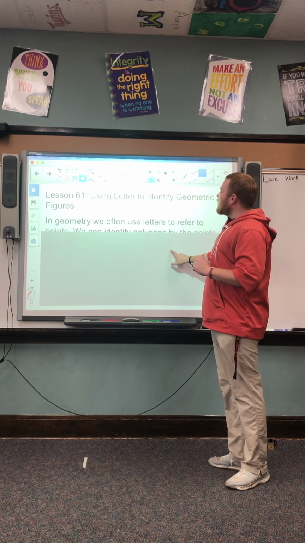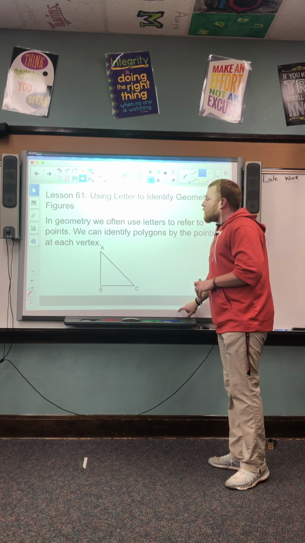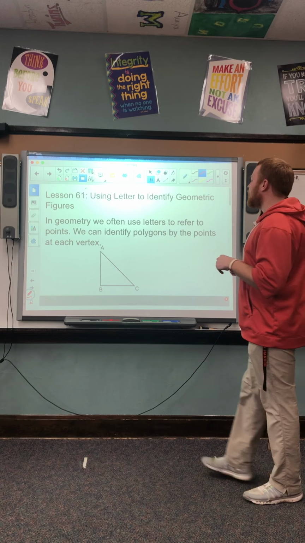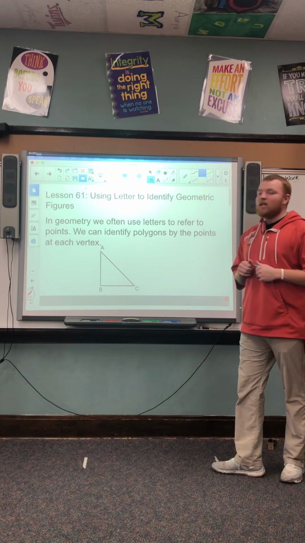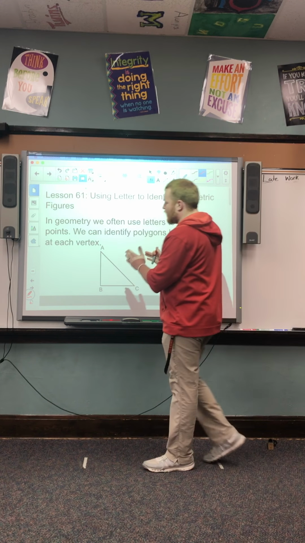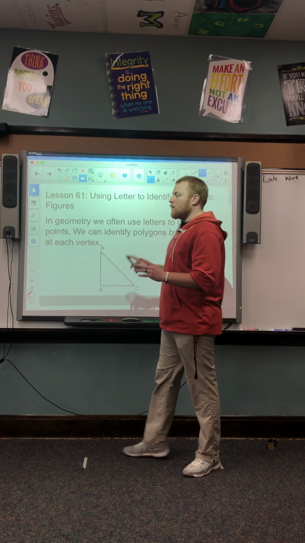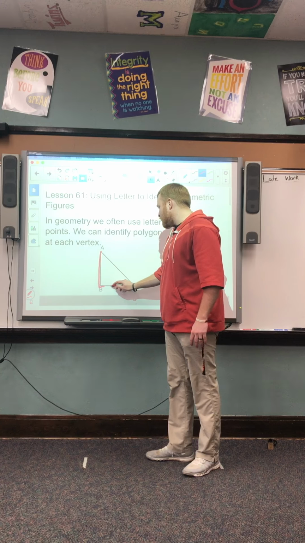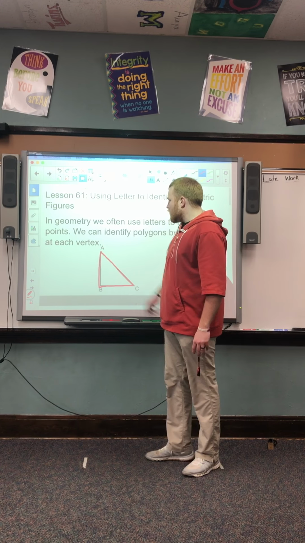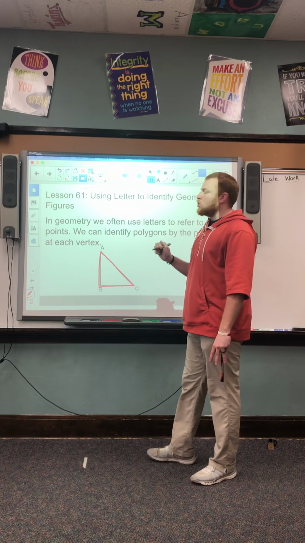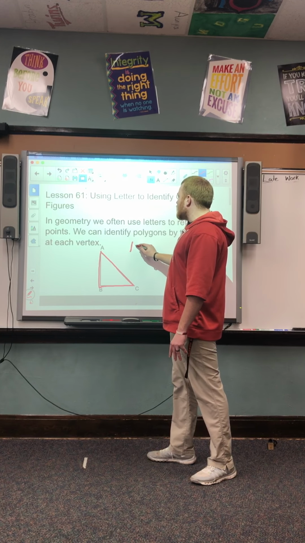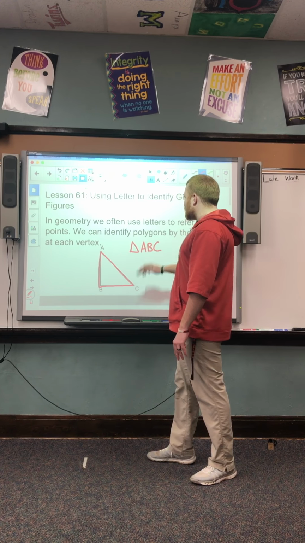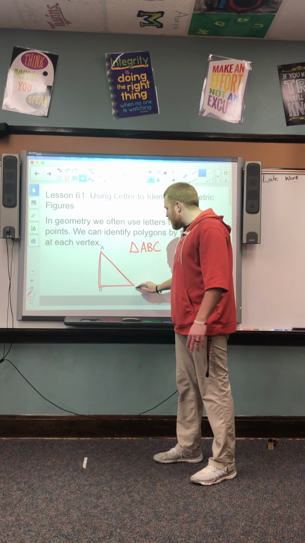Okay, so using letters to identify geometric figures. In geometry, we often use letters to refer to points. We can identify polygons by the points at each vertex, or each point where two lines meet. For example, this triangle has three different points. We could classify this triangle in many different ways. We could call this triangle ABC, because we go A, B, and C.